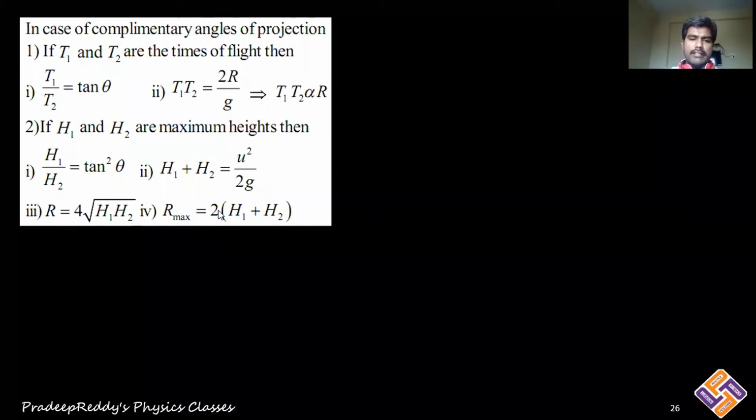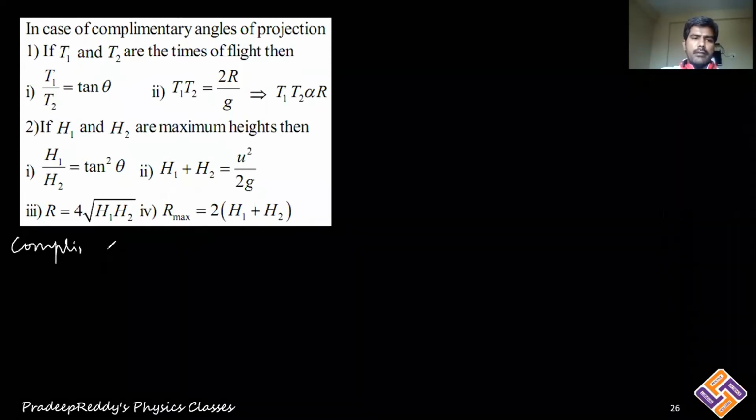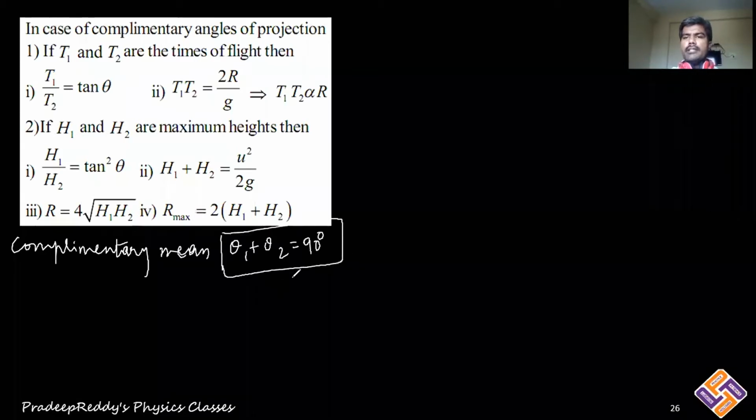Yes, students, we have already seen that complementary angles mean theta 1 plus theta 2 is equal to 90 degrees. So if two angles are complementary, it means that the sum of those two angles should be equal to 90. You can write theta 1 is equal to 90 minus theta 2, or you can write theta 2 is equal to 90 minus theta 1.